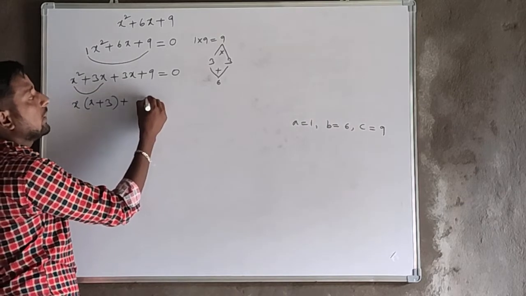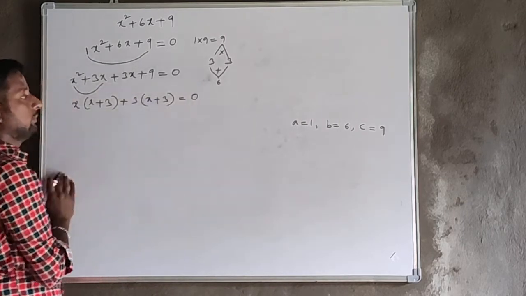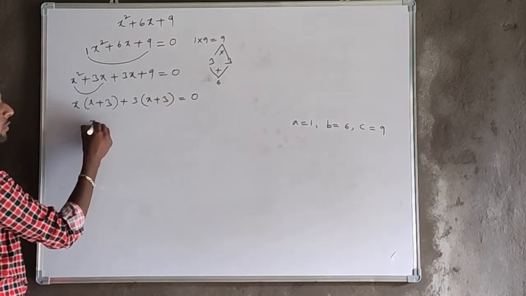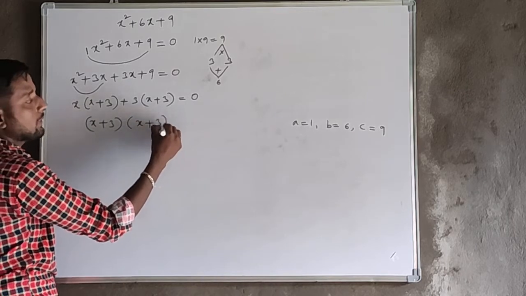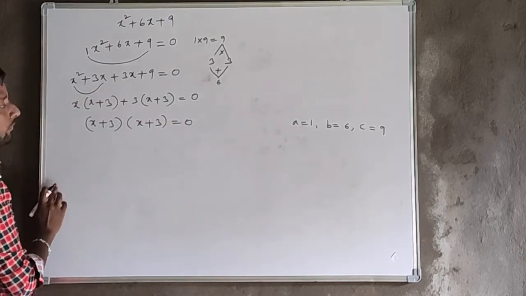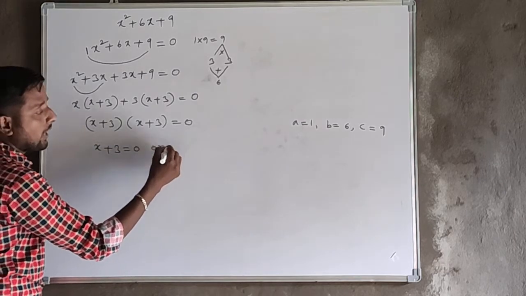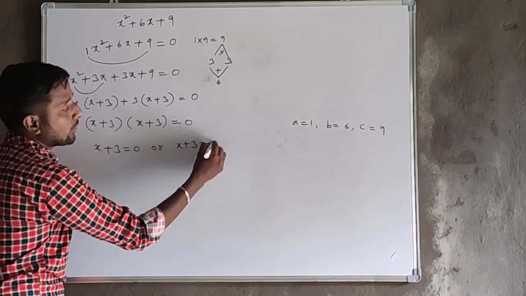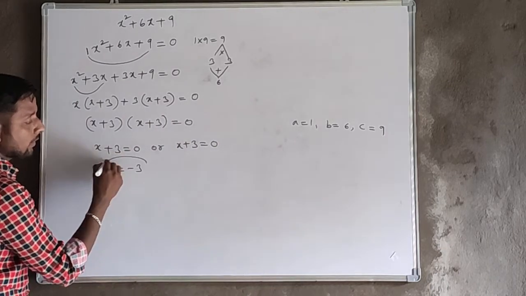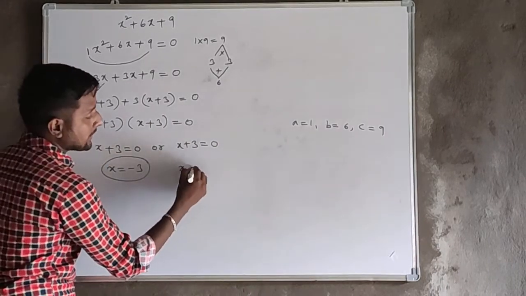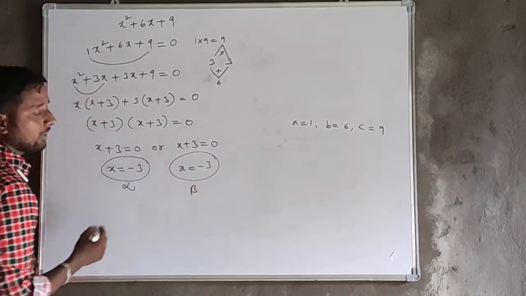Correct? x plus 3, 0. Now x plus 3 into the outside terms x plus 3 is equal to 0. Now we'll write first x plus 3 is equal to 0 or second x plus 3 is equal to 0. Now x plus 3, x is equal to minus 3. Now x is equal to minus 3. The first one is alpha, the second one beta.